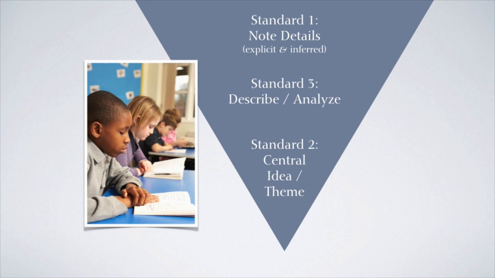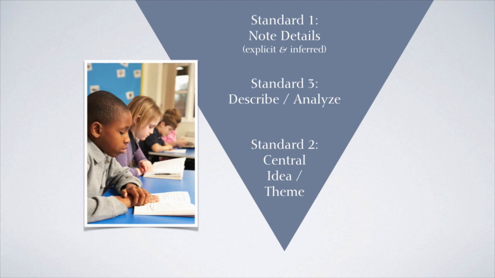Standard 1 requires students to notice details in the text. These details can be both explicit and inferred details and provide the textual evidence to support students' thinking. Standard 2 asks students to describe or analyze the text. This cannot be done separate from Standard 1. Students will have to be aware of key details in the text in order to accurately describe and analyze the text. Standard 3 requires students to synthesize the text and determine the central idea of the text or the theme.